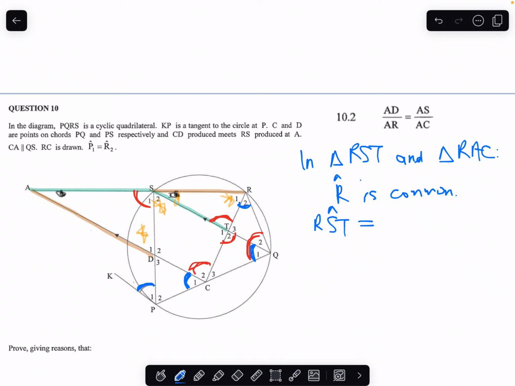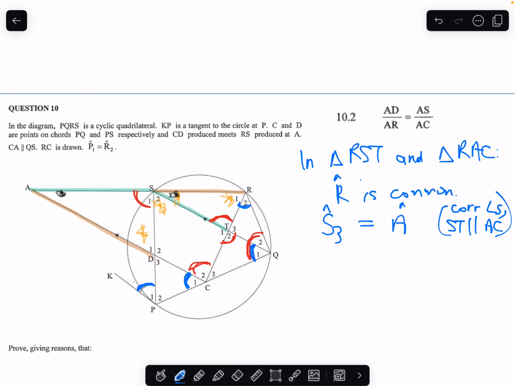Okay, angle RST is equal to angle RAC because of corresponding angles on the parallel lines ST and AC. And then finally, what's the last angle? And I'm calling them by name when I have numbers. Oh guys, why would I do such a thing? RST is S3, and RAC we can just call A.